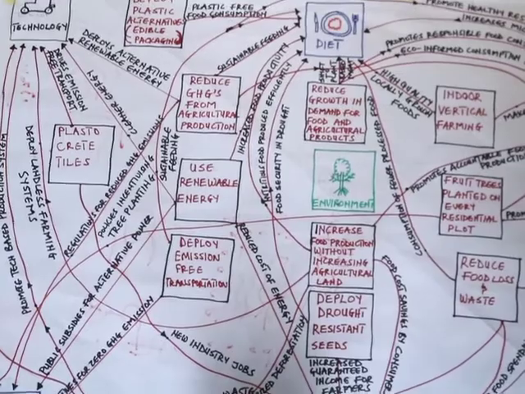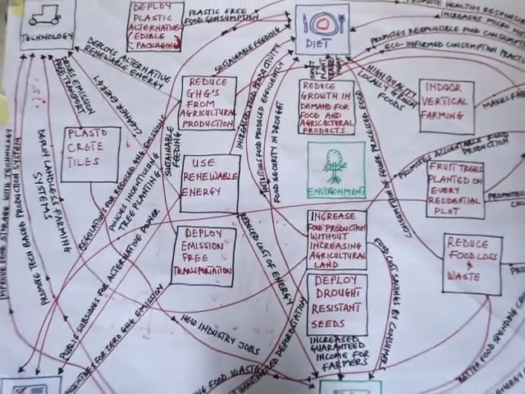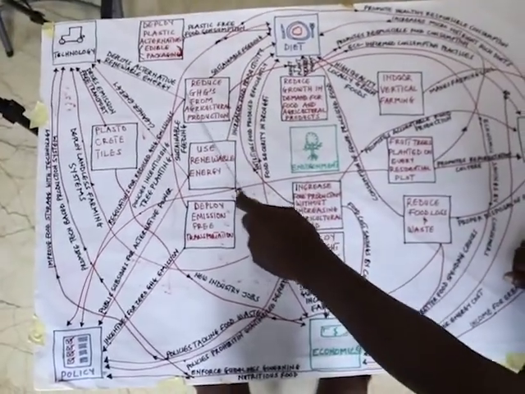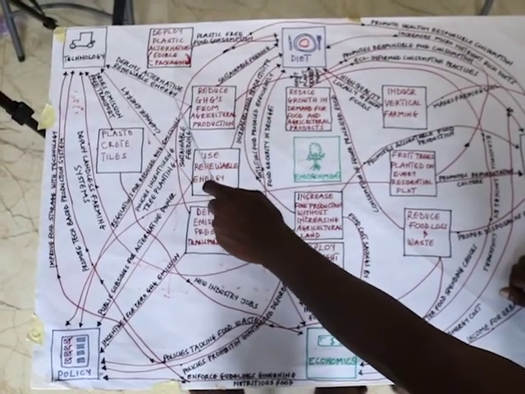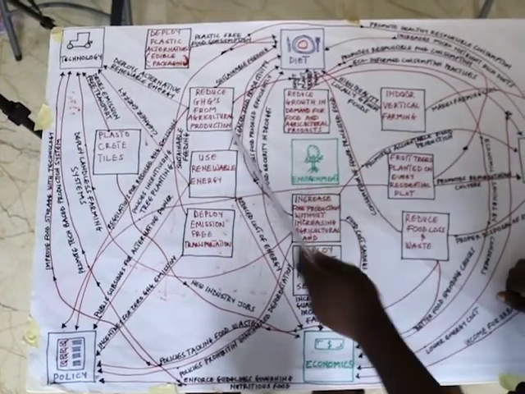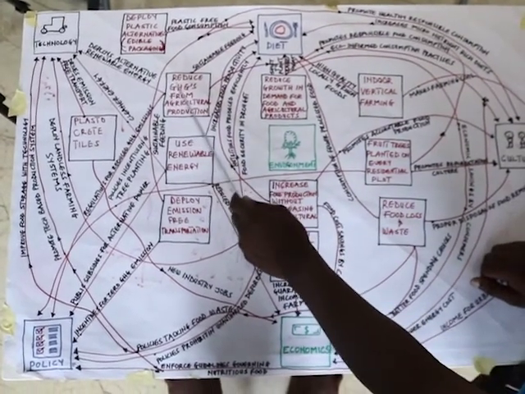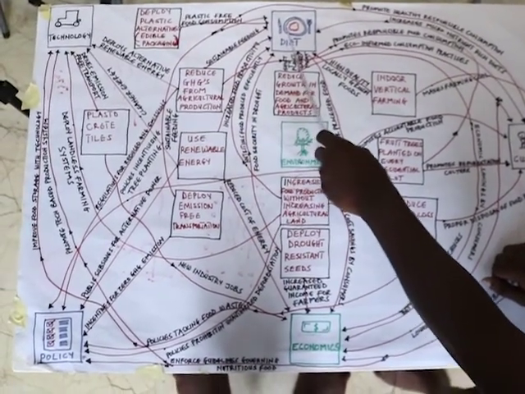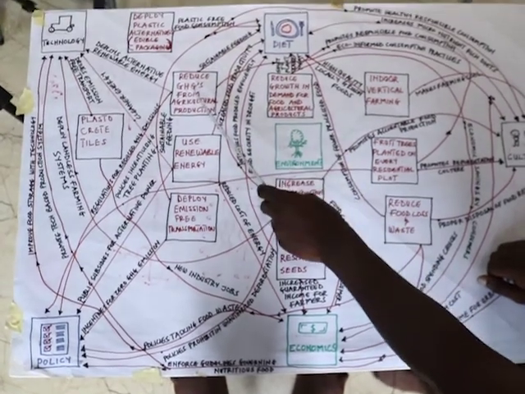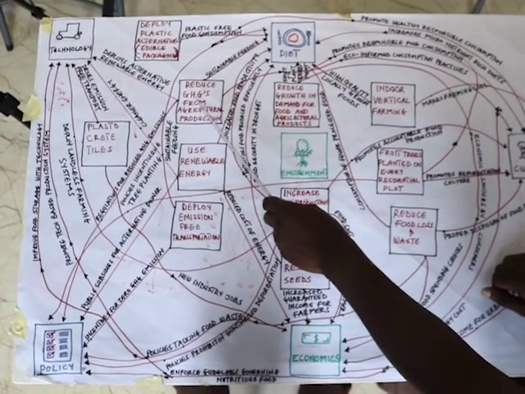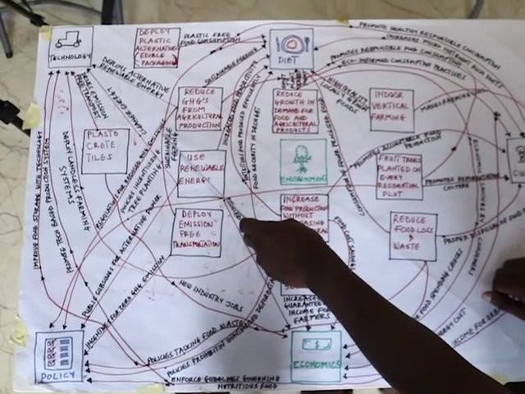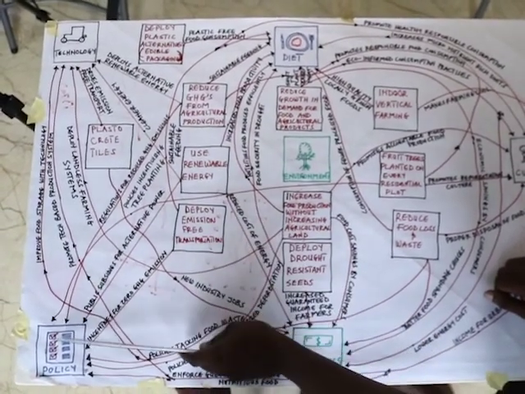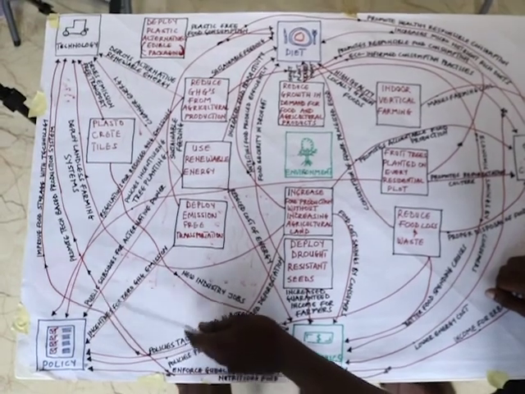When we reduce greenhouse gases from agricultural production, we would have deployed alternative renewable energy by way of its impact on technology. It will help us achieve sustainable feeding. And to drive this, we will need regulations for reduced greenhouse gases emissions by our policy making bodies.